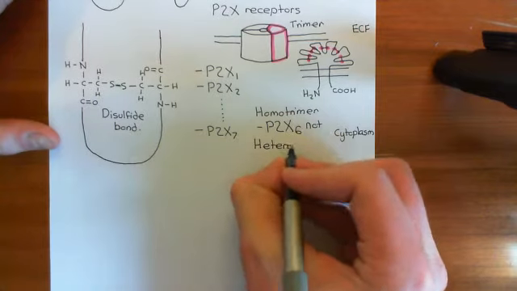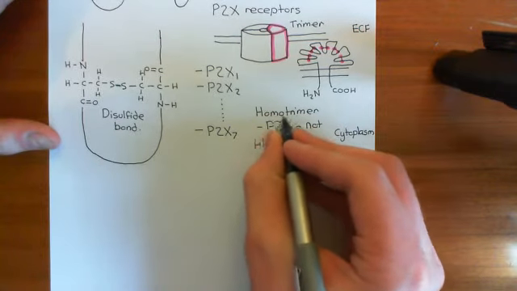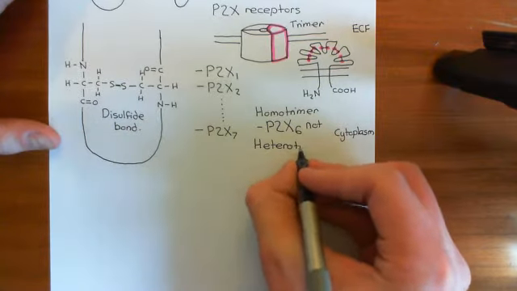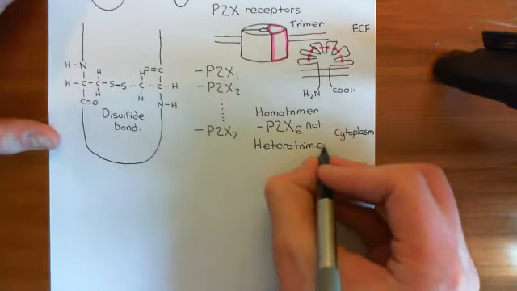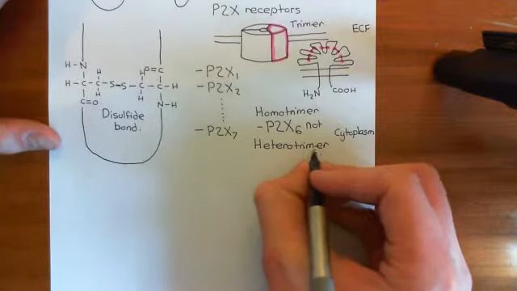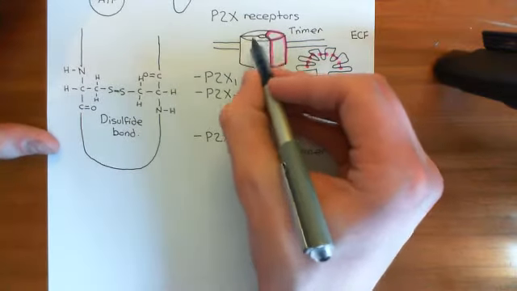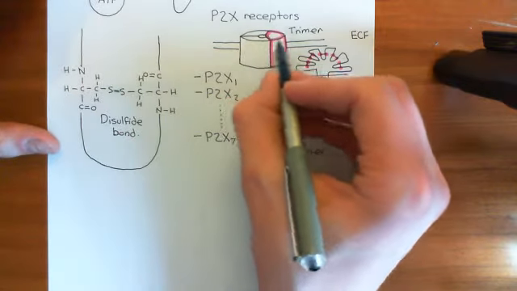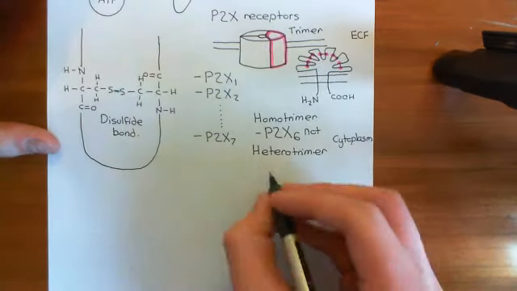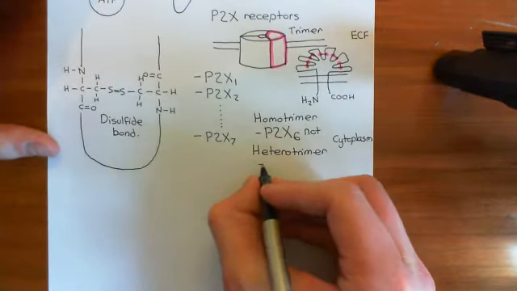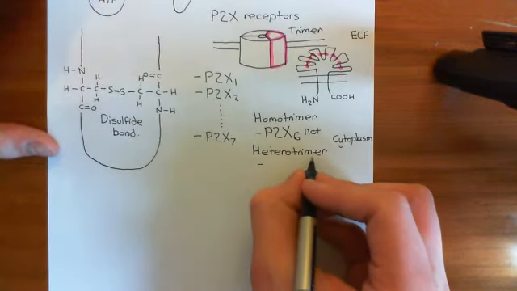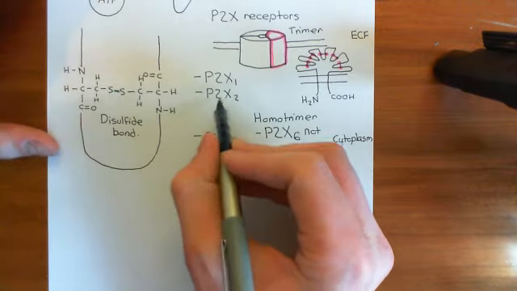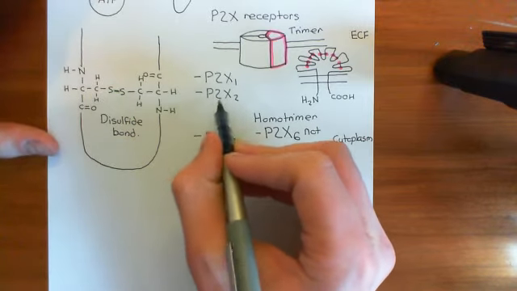Okay, so homo meant same, so that meant that we were building trimers out of the same subunit. Heterotrimer means that we're using different subunits to make our trimer. It means that when we build this trimer, we're going to have multiple different types of subunit within the overall trimer. Okay, so generally the heterotrimers that you find only consist of 2 different types of P2x receptor subunit.